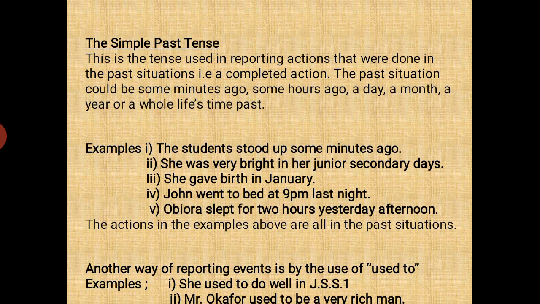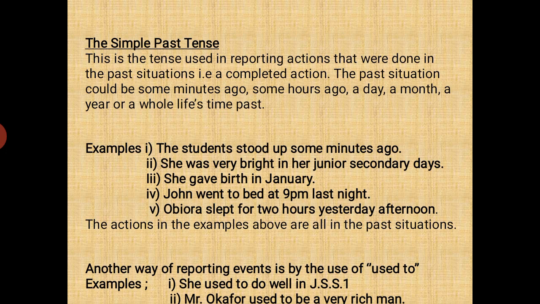Then we go to the simple past tense. This is the tense used in reporting actions that were done in the past situation, that is, a completed action. The past situation could be some minutes ago, some hours ago, a day, a month, a year, or a whole lifetime in the past. For example, the student stood up some minutes ago.